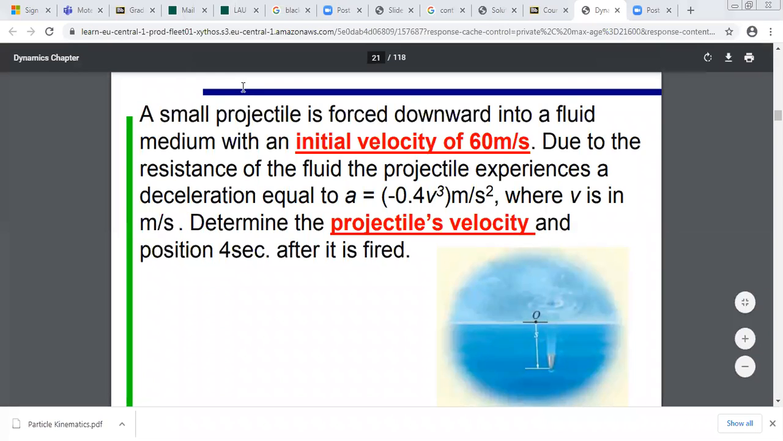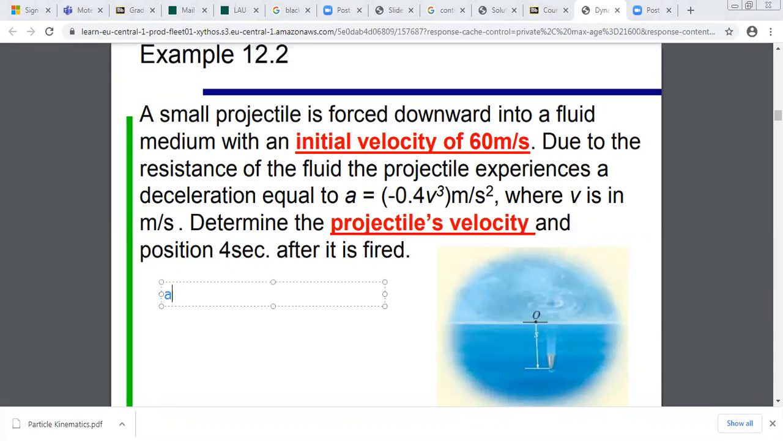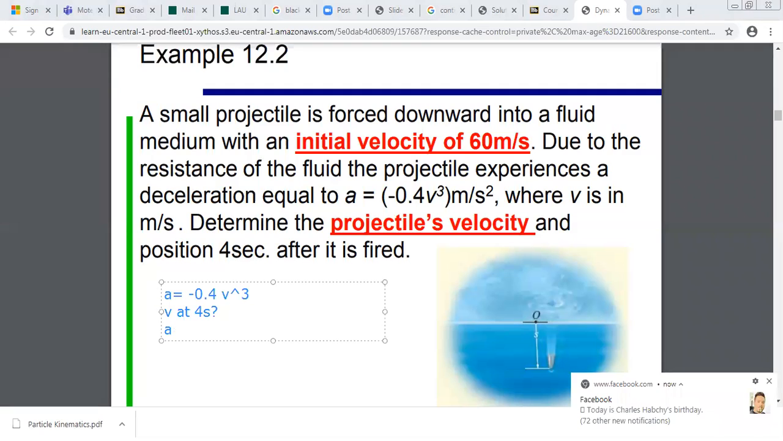So here, they gave us the acceleration as a function of velocity. a equals minus 0.4 v cubed. Okay? And we want to find first the velocity v at 4 seconds. So we need a relation between v and time. This is why we should think about the relation which will include v and t, which is a equals dv over dt. And now I replace a by its value. a is minus 0.4 v cubed. So I replace it.